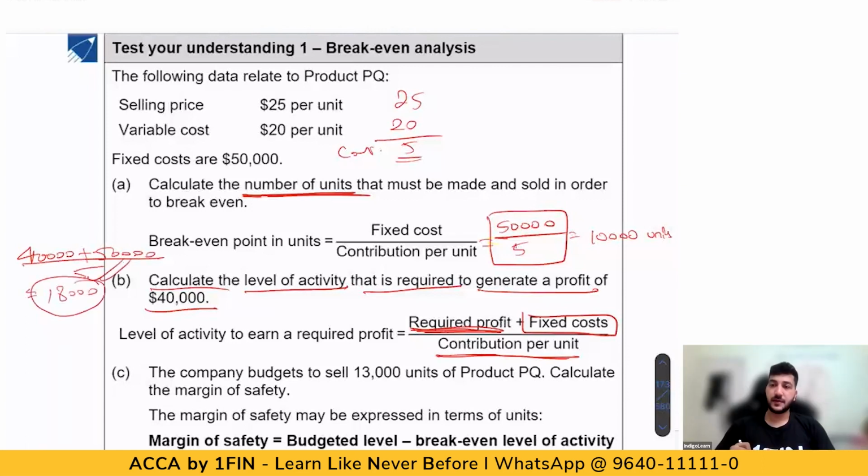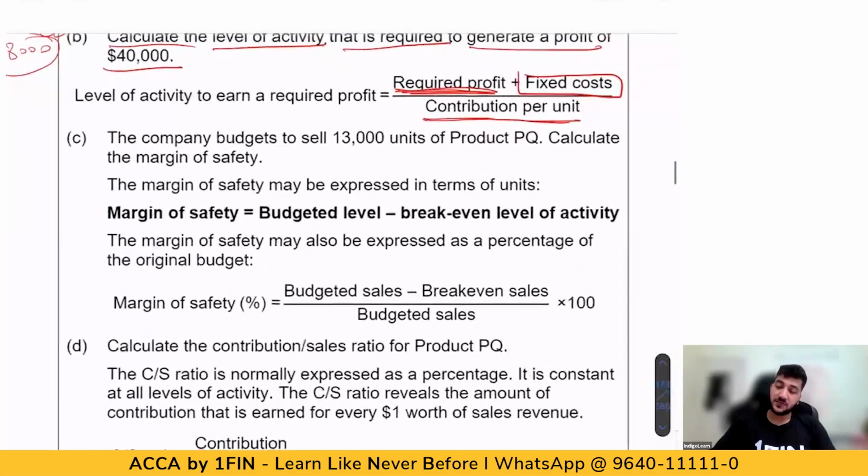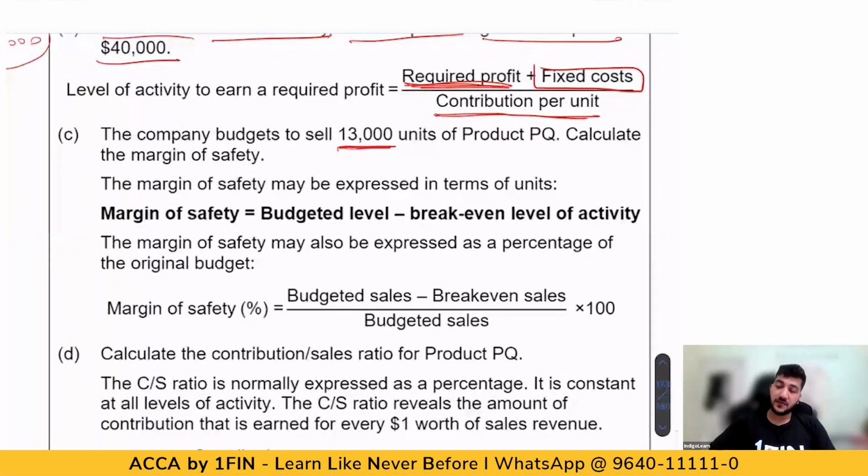Done. 18,000. Next, we have to calculate the next thing. The company budgets to sell 13,000 units of product PQ. Calculate the margin of safety. Now I have to tell you what margin of safety is.